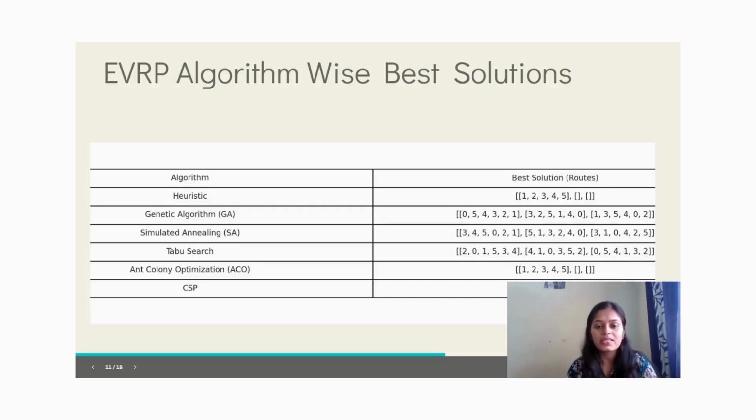The results of heuristic, ant colony optimization, and constraint satisfaction problem approaches consistently produce the most efficient plans. Total distance around 90 km, total energy consumed around 900 units. Genetic algorithm, simulated annealing, and Tabu Search explored larger solution spaces and provided feasible but less optimal solutions with higher distance and energy use. These results highlighted the importance of choosing an algorithm suited to your problem size and constraints complexity.